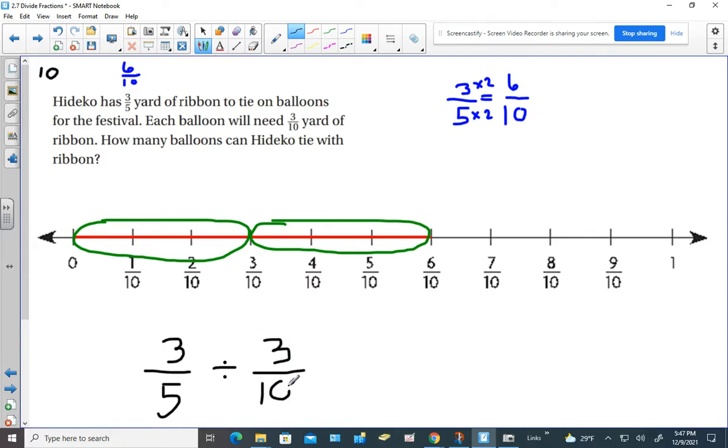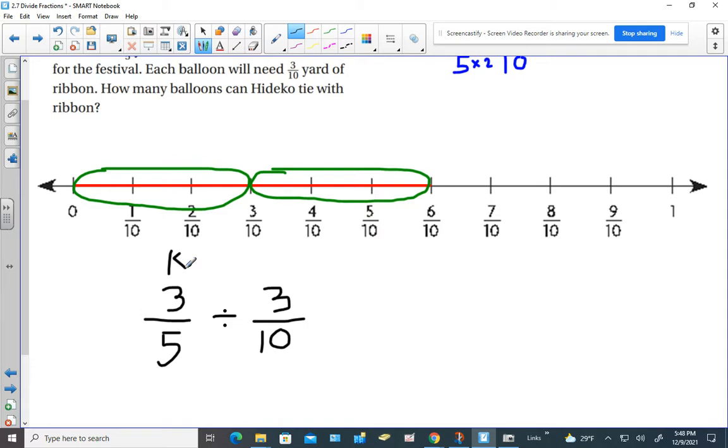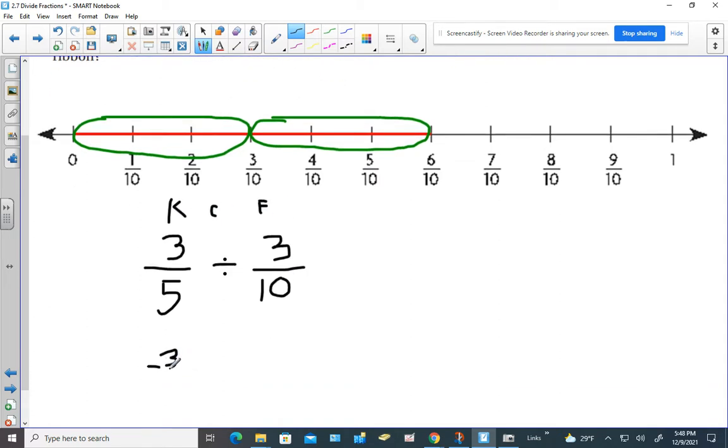When we do the algorithm, remember this is keep, change, flip. Keep the 3/5, change the division to multiplication, change the divisor to its reciprocal, which means you're just flipping this around. The 10 goes on the top now and the 3 goes on the bottom.